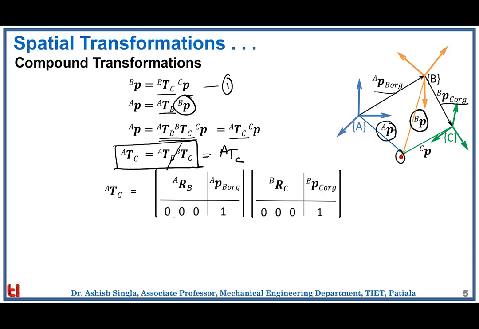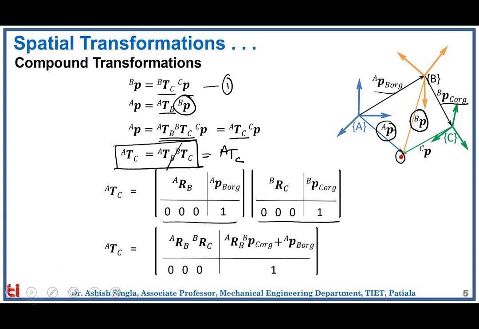So this is the first transformation matrix ATB, and this is the expanded form of BTC. If we multiply these two, we can get the expression for ATC like this. In a similar way, we can calculate the compound transformation between multiple frames. And this concept will be very helpful when we are going to calculate the forward kinematics of a serial manipulator having many degrees of freedom.